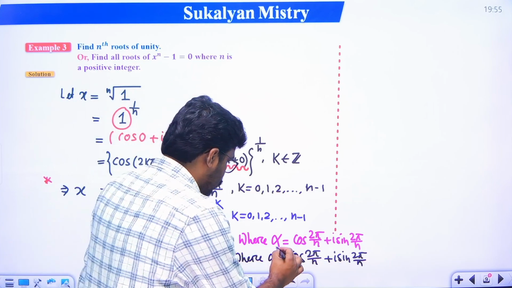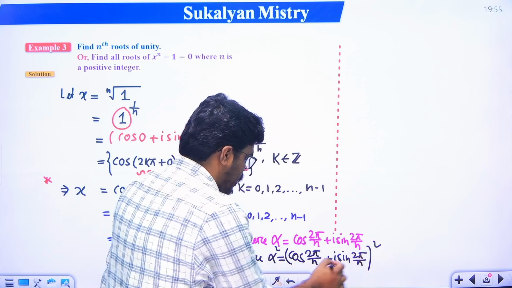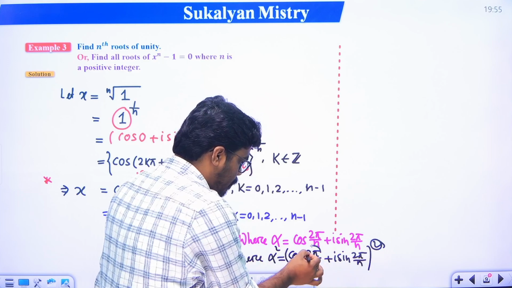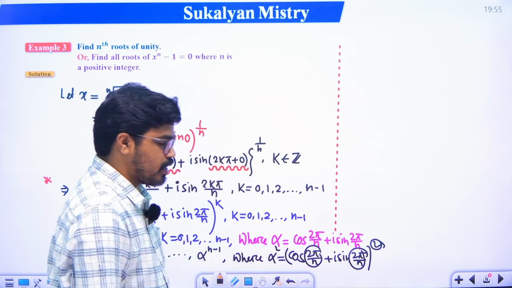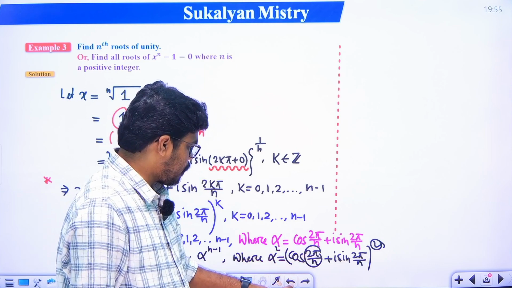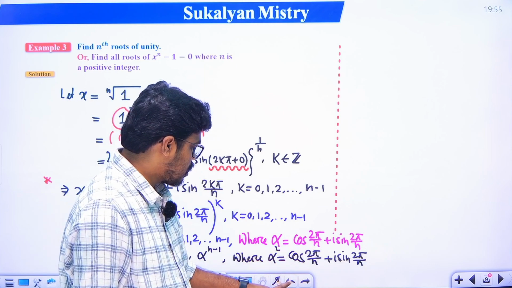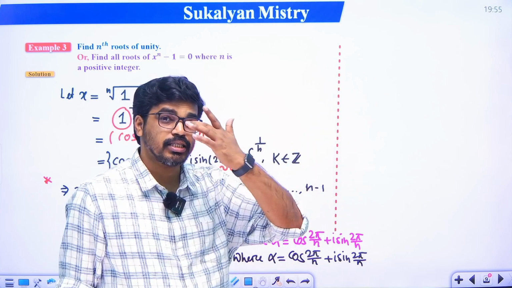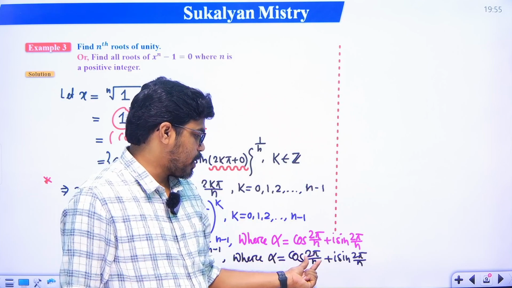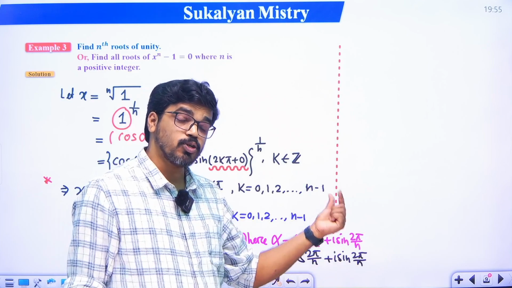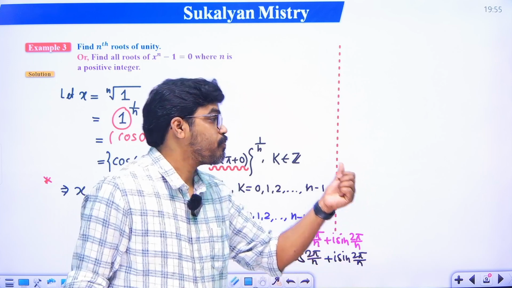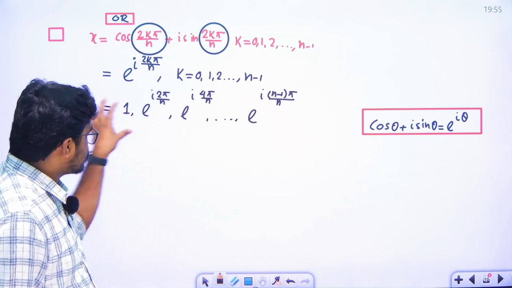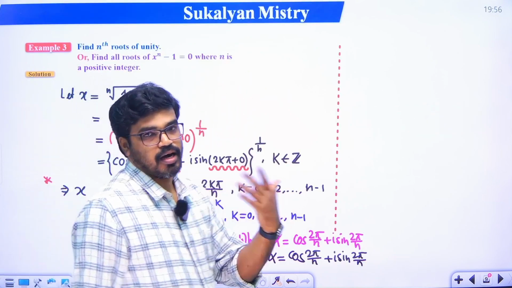When you square alpha, alpha square is cos 4 pi by n plus i sin 4 pi by n. The power will be multiplied with what? With the angle. Right, so cos 4 pi by n plus i sin 4 pi by n, cos theta plus i sin theta is e to the power i theta. So this will be e to the power i 4 pi by n. Getting my point? Okay. So this form and this form are similar.